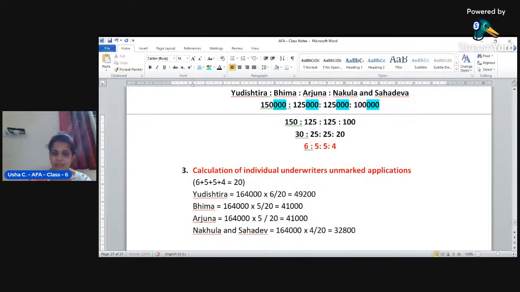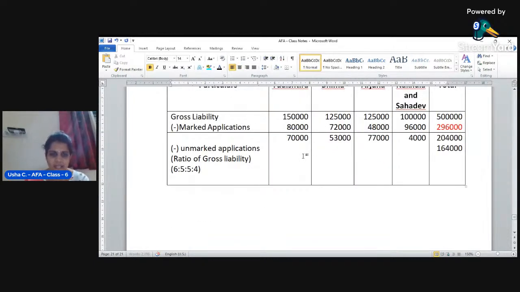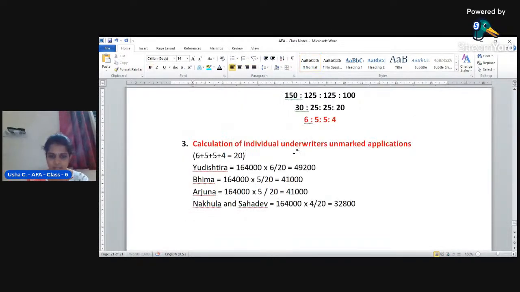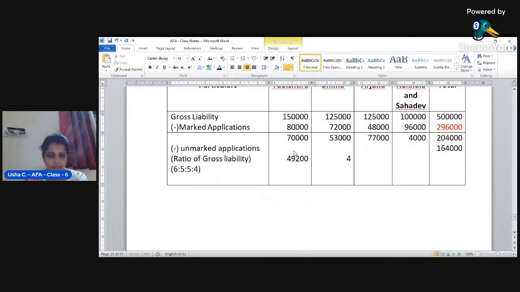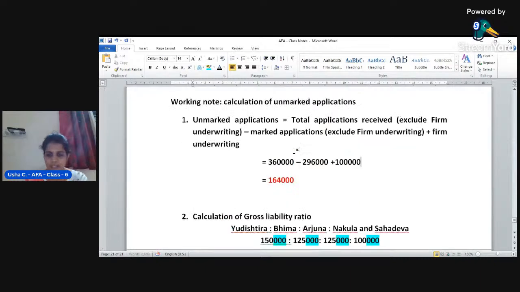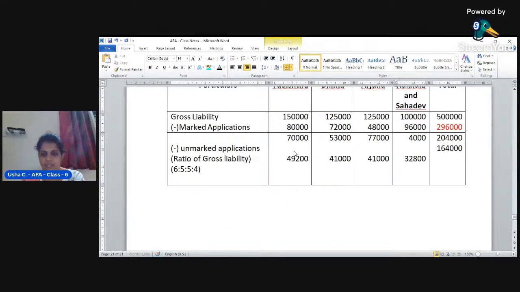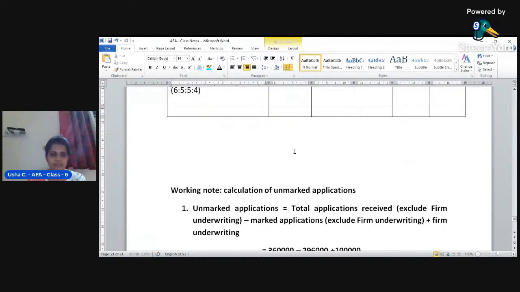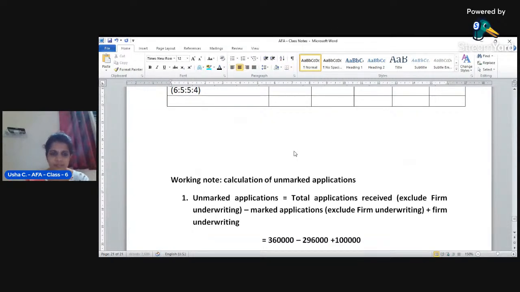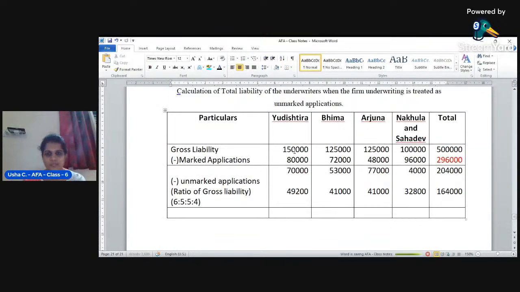Now substitute the value. 49,200. Then how much? 41,000. 41,000. 32,800. 32,800. Now what next we have to do?